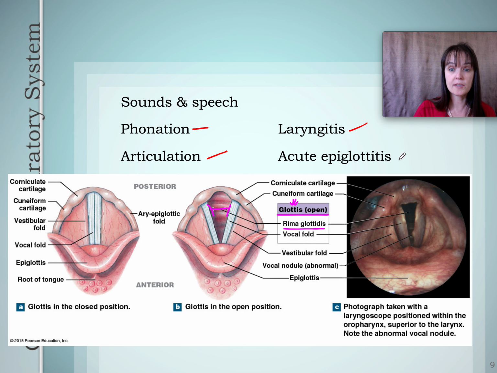Oh, and then acute epiglottitis, again, 2 T's, and then itis has a T also, obviously. So sometimes a bacterial infection can swell the epiglottis shut, and the epiglottis, again, 2 T's, is this thing here. And if that swells shut over this opening, and this is most likely to happen in children who have smaller glottal openings, then the child can suffocate of that acute epiglottitis.